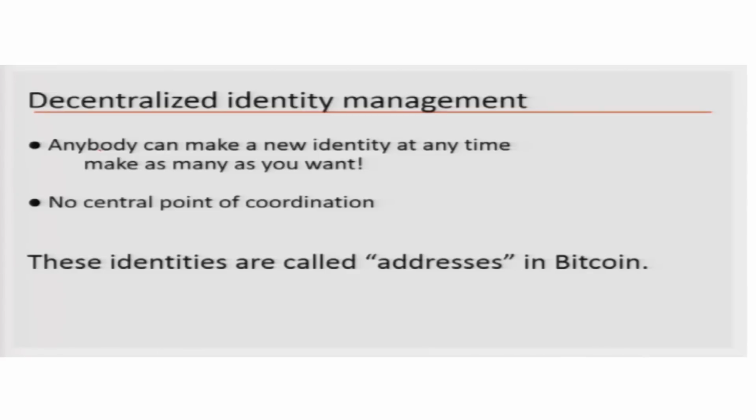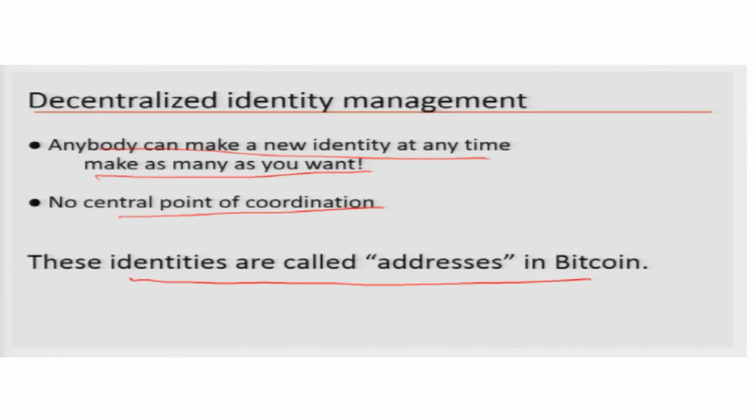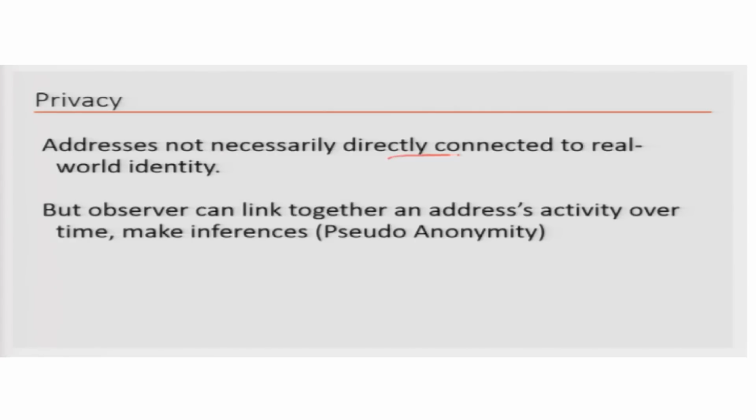That is what the problem is: anybody can make a new identity at any time and make as many as they want, and there is no central point of coordination. That was by design, because the anonymity of users was important for the originator of the Bitcoin blockchain. These identities are also called addresses in Bitcoin, because anybody who sends money to me sends it to my public key, and that is why it is called an address. It is not connected to my real world identity, nobody is checking, there is no other linking or anything. So, you cannot discover ever who I am.